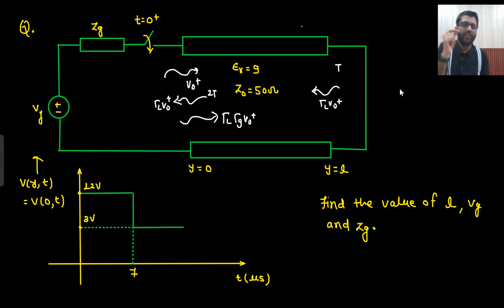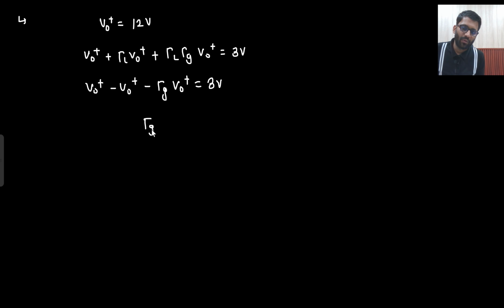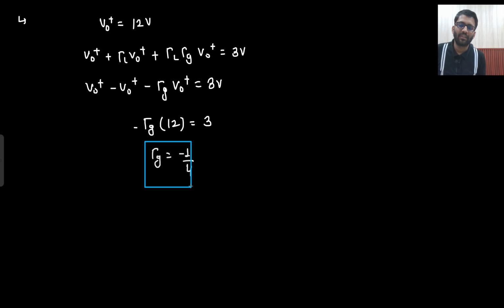Now what is the value of gamma L? Gamma L is (ZL minus Z0) upon (ZL plus Z0). ZL is short circuited, so ZL is 0. So the value of gamma L is minus 1. So V0 plus minus V0 plus minus gamma G V0 plus is equal to 3 volt. V0 plus is 12 volt, so minus gamma G times 12 volt is equal to 3 volt. So gamma G is equal to minus 1 by 4.